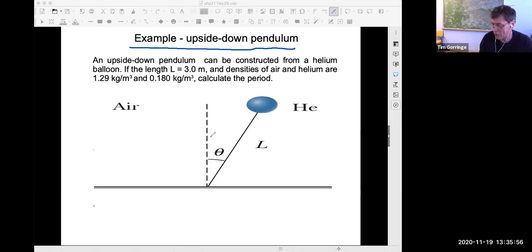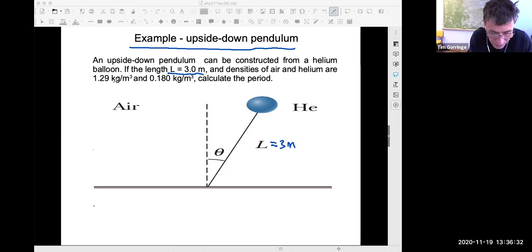If you displace it to the right, it'll swing backwards through the equilibrium point towards the left, and you've made an upside down pendulum. If you displace it towards the left, it will swing back through the equilibrium point towards the right. It will act like an upside down pendulum. And so that's how you build one. And we're told that the length of the string is 3 meters. So this is 3 meters.